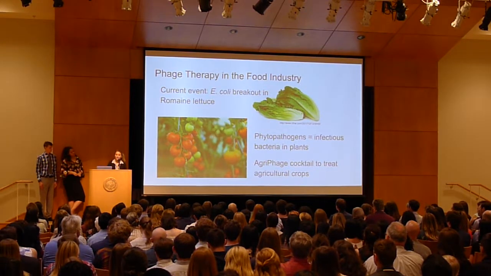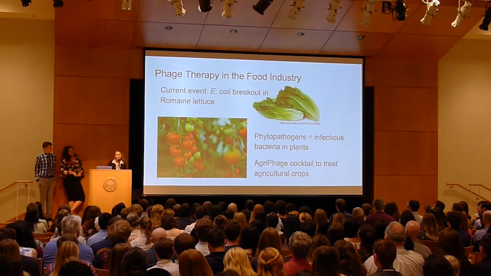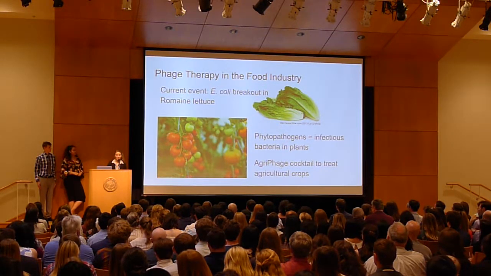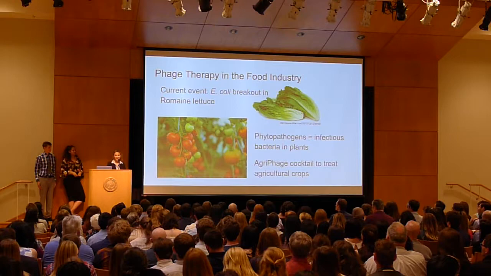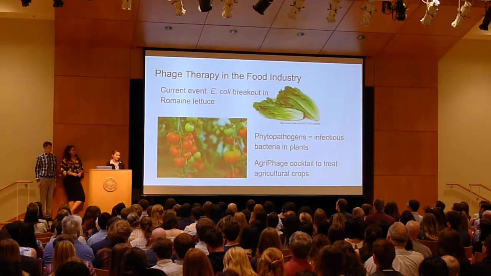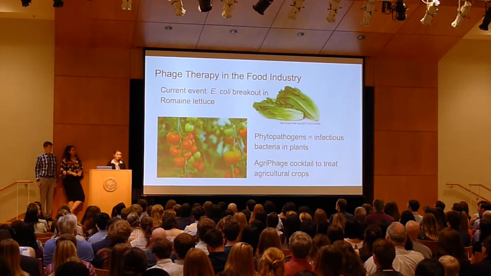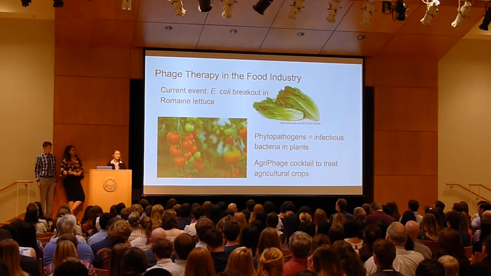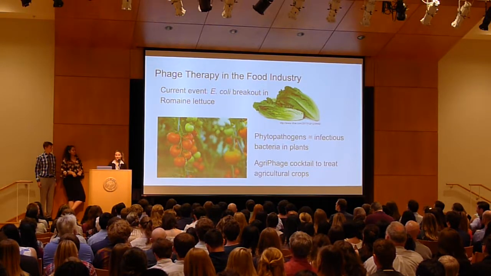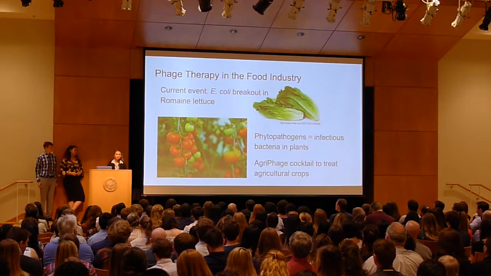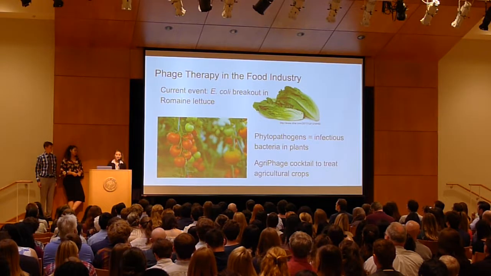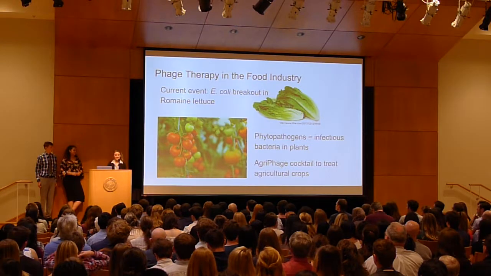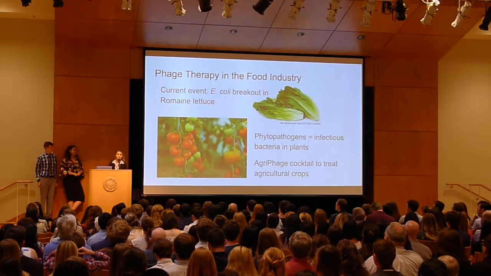So first off, we can apply phage therapy to the food industry. We have a current issue of E. coli bacteria in romaine lettuce. And we've had a lot of recalls on this produce, and E. coli is a super infectious bacteria that's dangerous to humans. Phytopathogens is actually the name that we call bacteria that infect plants. And there's actually a phage cocktail or phage therapy called agrophage that we can apply to crops to treat these agricultural crops and kind of eliminate these issues of having to recall all this produce.